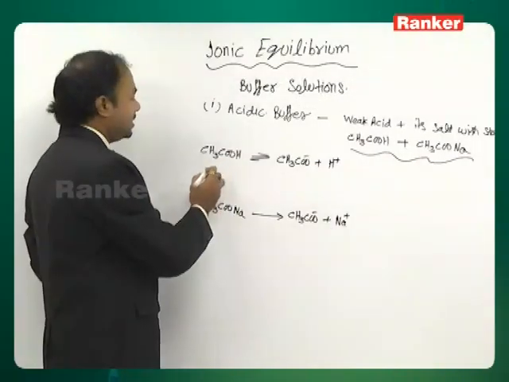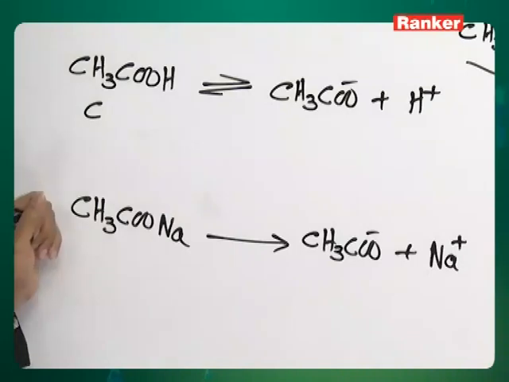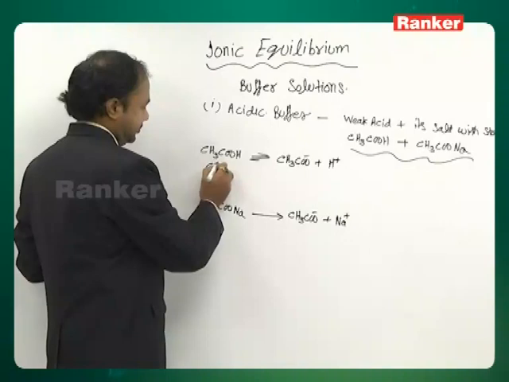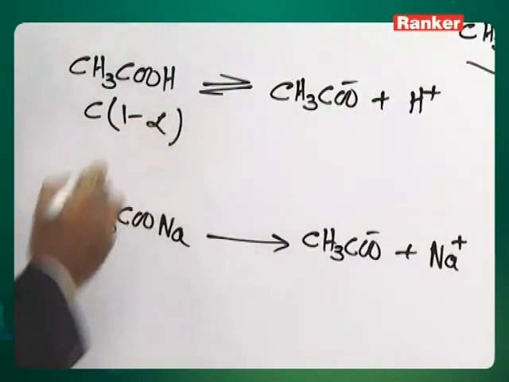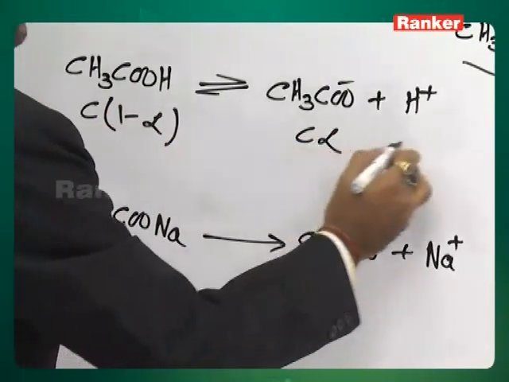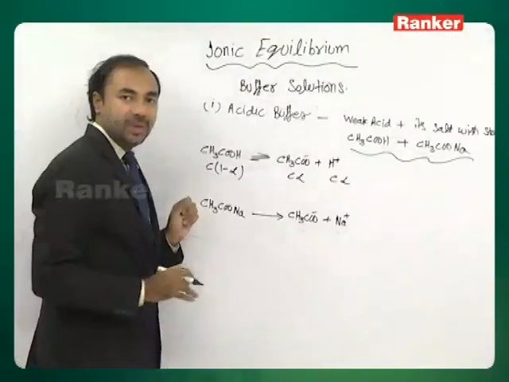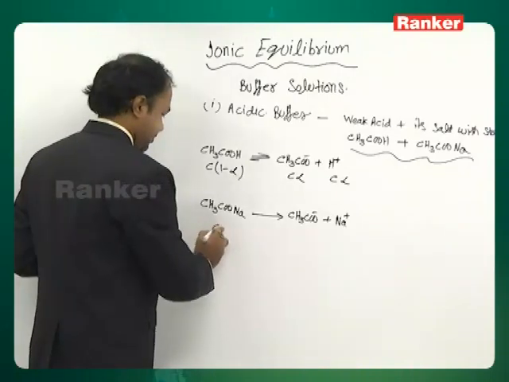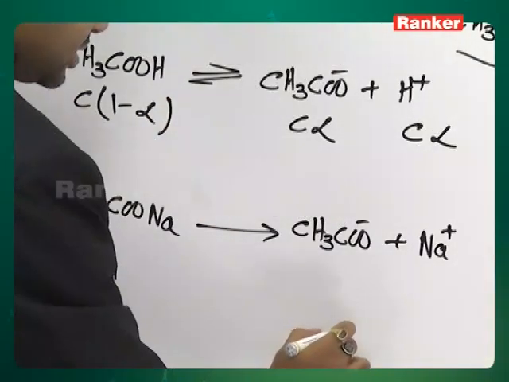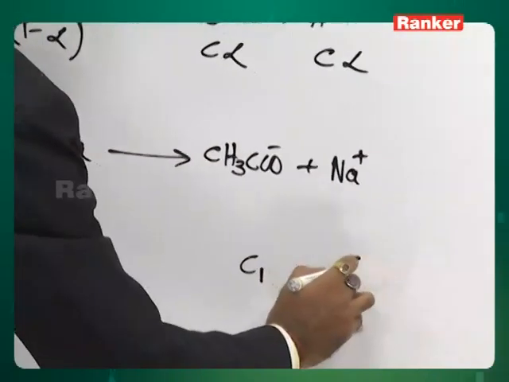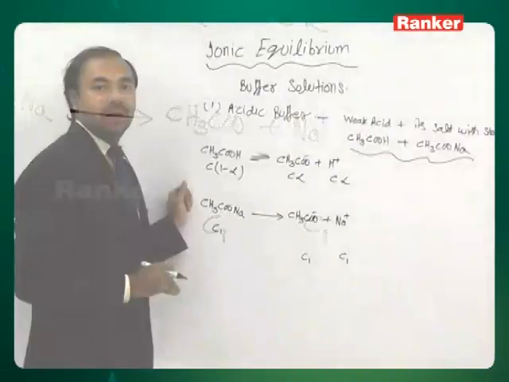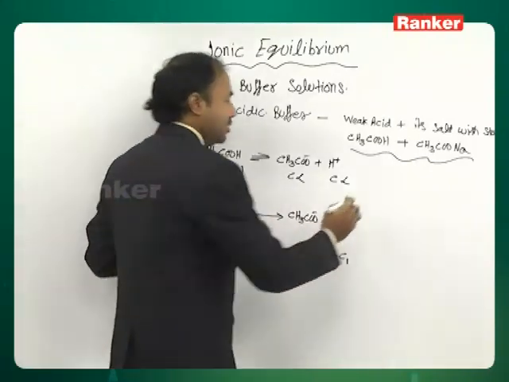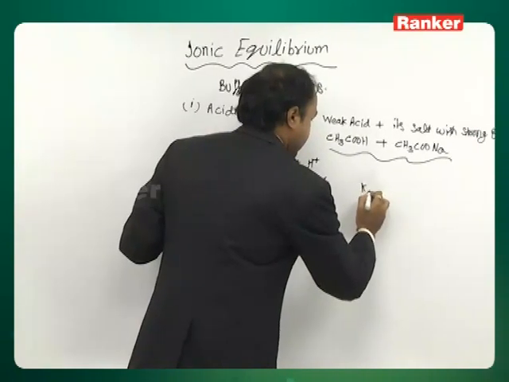We assume concentration of acetic acid taken is C. Its degree of dissociation in presence of sodium acetate is alpha. So it becomes C into 1 minus alpha. We get C alpha and C alpha. We assume the concentration of sodium acetate was C1. So we get the concentration of acetate ion as C1 as well as sodium ion as C1. Now we are going to write equilibrium constant for acetic acid and we assume it to be Ka.